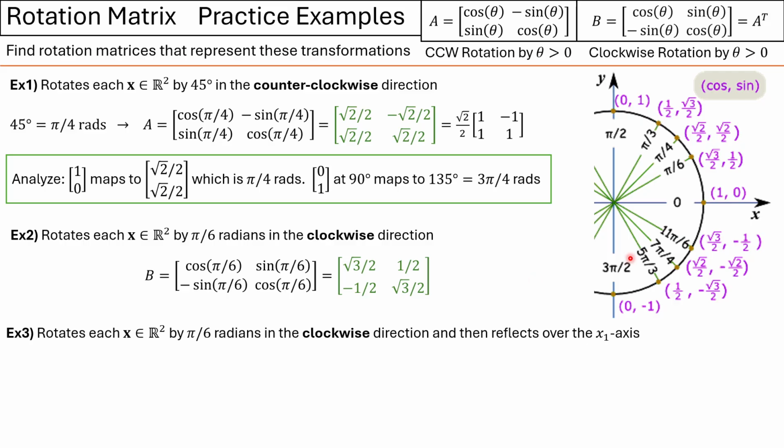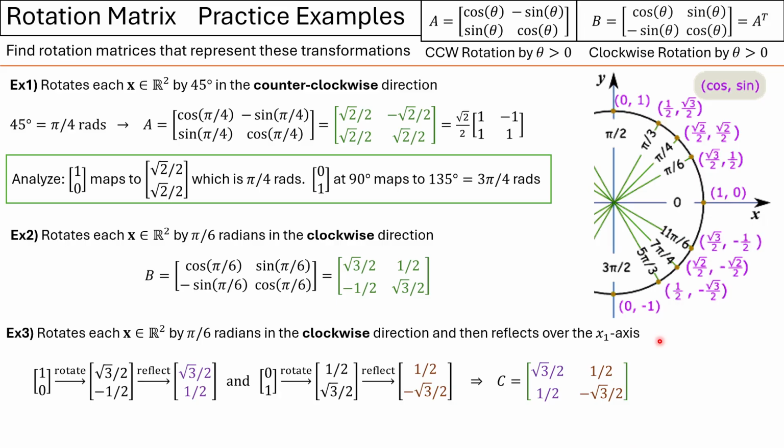All right, so example 3 actually combines 2 steps. It is a clockwise rotation by pi over 6 radians, again, same as before, and then also a reflection over the x1 axis. Okay, so now instead of multiplying matrices, we can just track where the basis vectors land. That's how these matrices operate with this column view of matrix vector multiplication.